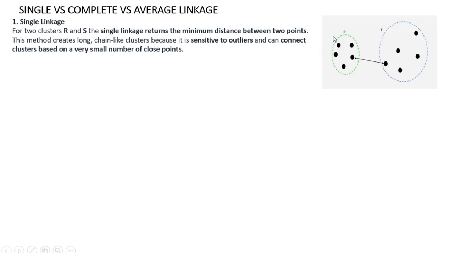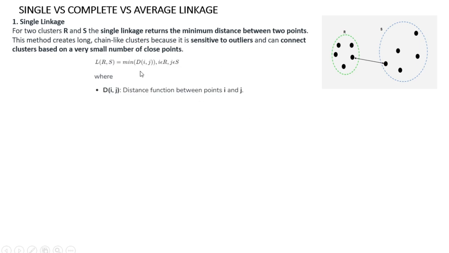Single linkage means, let's say I have two clusters here, R and S. Right? So remember, in single linkage we find the minimum distance between two points. So in this cluster, these are some of the points or data objects I have, and these are some of the data objects of cluster S. Now I find the minimum distance between these two data objects, and then I connect these two. So basically in single linkage I am finding the minimum distance between two points, and I am connecting these two clusters. This is the minimum distance I found, and therefore I am merging R and S.